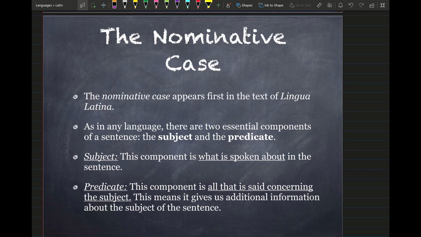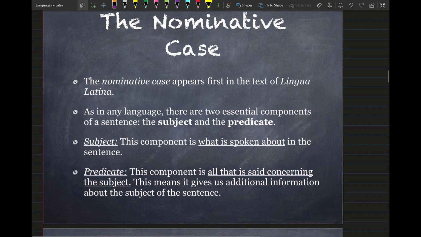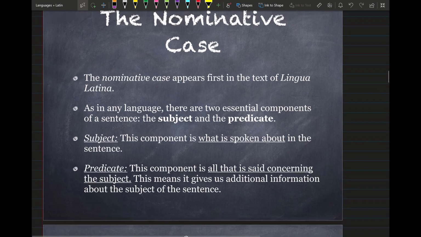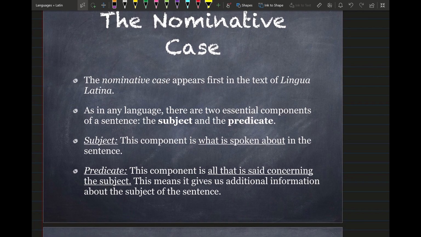The subject, what is the subject? This component is what is spoken about in the sentence. So this is what your sentence is about, the subject. The predicate is all that is said concerning the subject, meaning it gives us additional information about the subject of the sentence. So it's conveying a lot more about it, gives us more details.